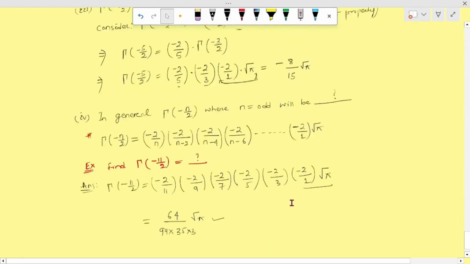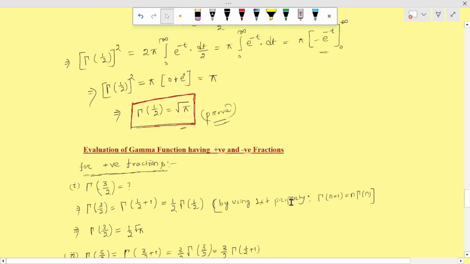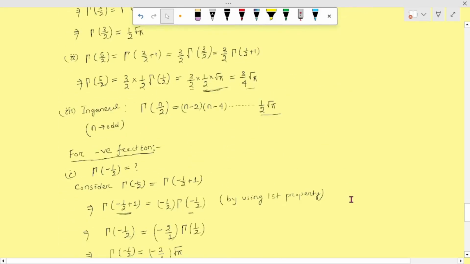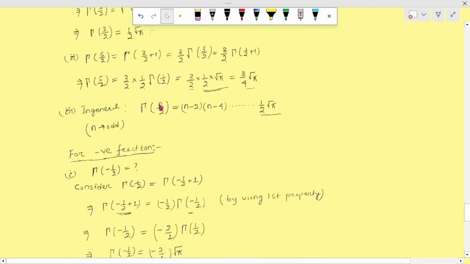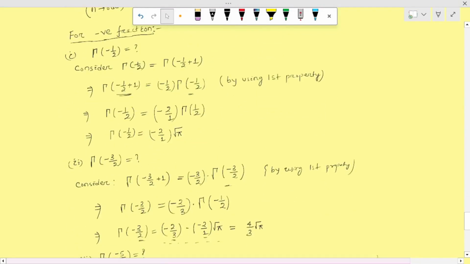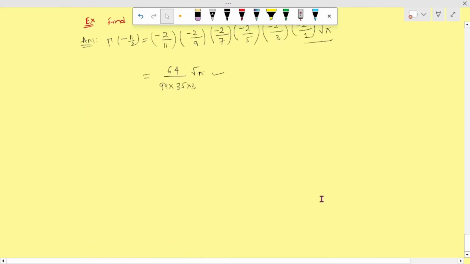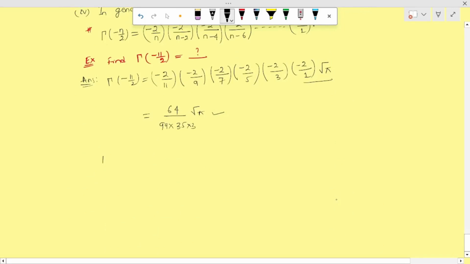Okay, so here we have evaluated the positive fraction and the negative fraction, where the numerator is an odd value and the denominator is always 2. So gamma 3 by 2 is this much, gamma 5 by 2 we found, and gamma n by 2, for any odd n, we can also evaluate by this general expression. Likewise negative fractions we have evaluated. Now you are going to ask the question: yes, we have evaluated gamma minus 1 by 2, gamma minus 3 by 2, gamma 1 by 2, gamma 3 by 2.